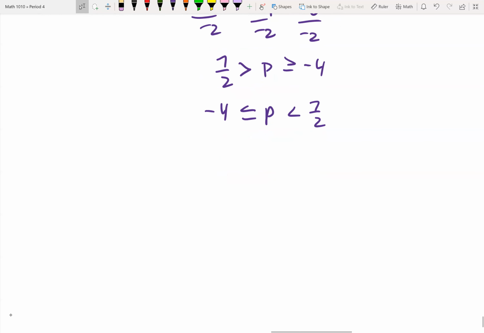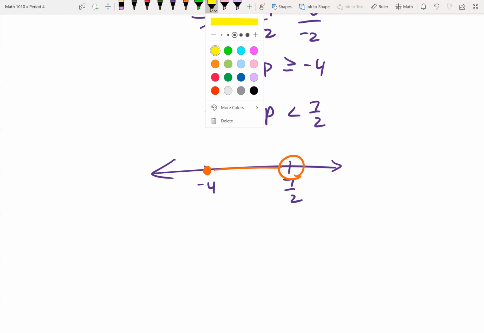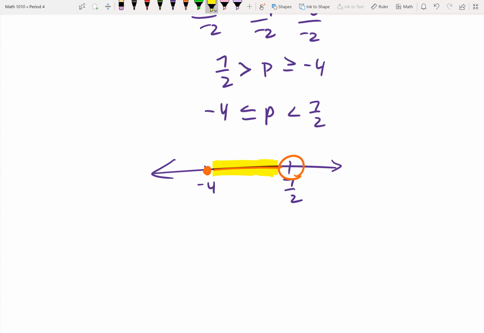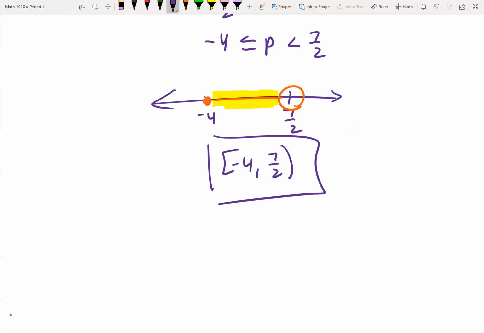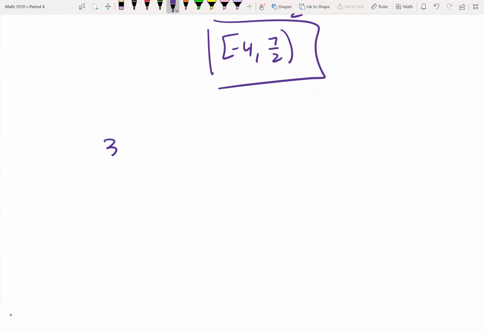Looks like that. They want you to graph it. So it's negative 4 over here, 7/2 over here. Be very, very clear. The negative 4 has a closed circle. The 7/2 has an open one. Then they want it in interval form. That's negative 4 with a bracket to 7/2 with a parenthesis. There's your answer. Okay.